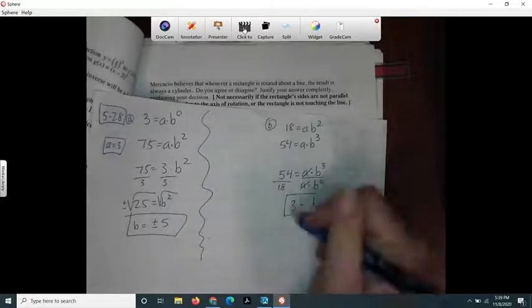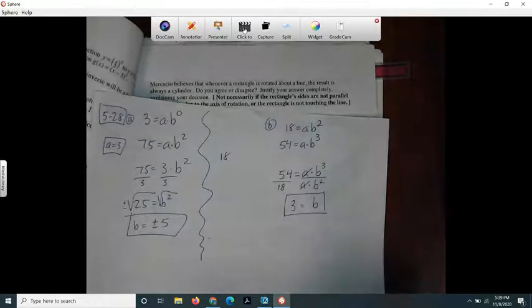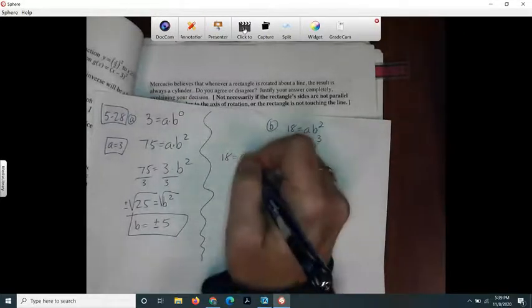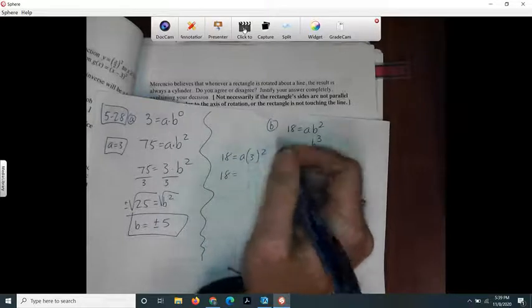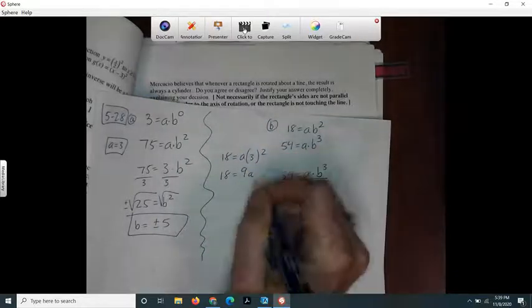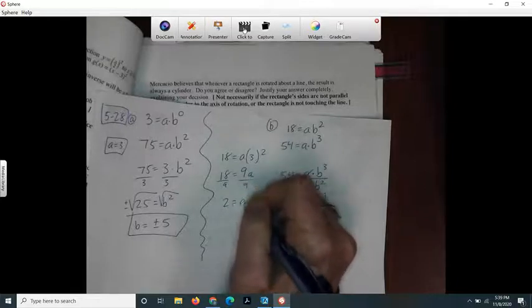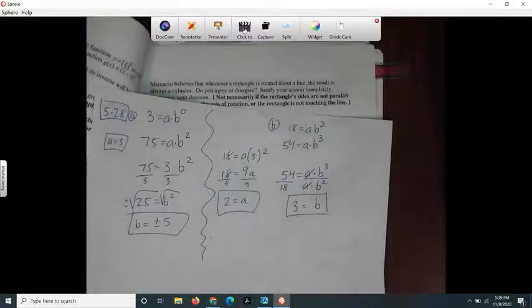And then you can plug that in maybe up here. So you can go 18. We said b was 3. So 18 equals a times 3 squared, which is 9. So a is 2. Okay, I think that's the funnest way to do that problem.